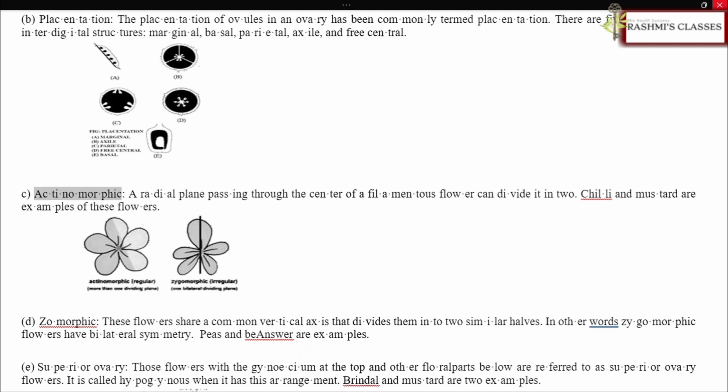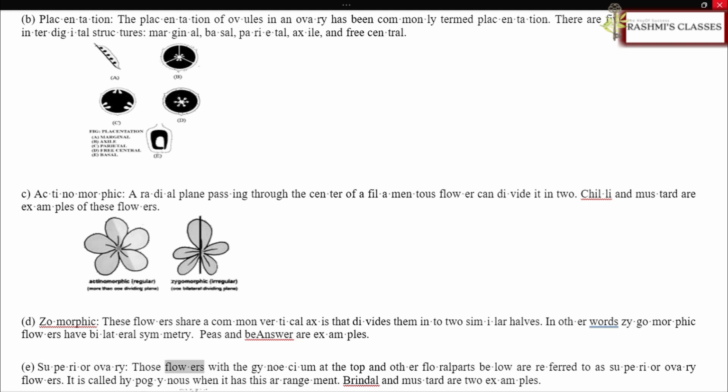C. Actinomorphic. A radial plane passing through the center of an actinomorphic flower can divide it into 2 equal halves. Chili and mustard are examples of these flowers. Zygomorphic. These flowers have a single vertical plane that divides them into 2 similar halves. In other words, zygomorphic flowers have bilateral symmetry. Pea and Cassia are examples.